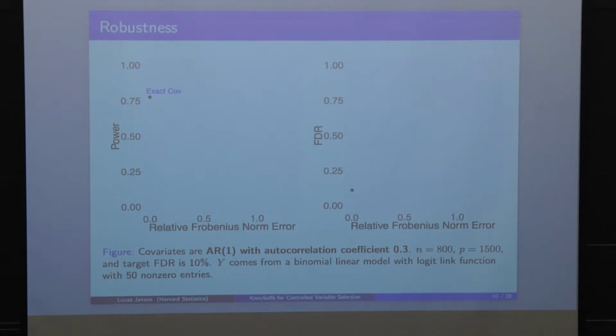And I'm going to try and estimate the covariance matrix by various methods. When I do that, I'm going to look at the relative Frobenius norm error, so the Frobenius norm of the difference between my estimate and the true covariance matrix divided by the Frobenius norm of the true covariance matrix. And of course, this is an average over many, many simulations.